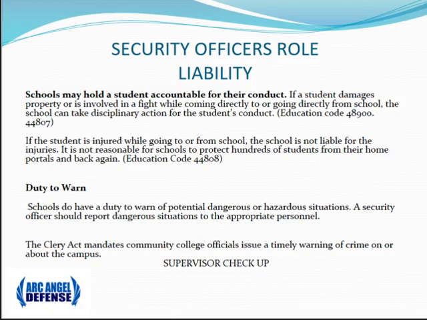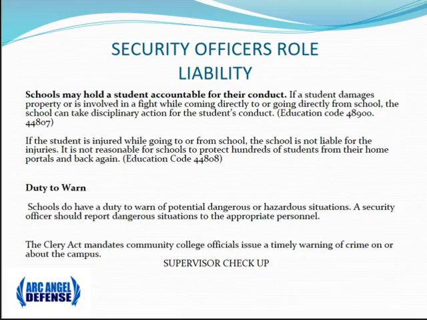Schools may hold a student accountable for their conduct. If a student damages property or is involved in a fight while coming directly to or going directly from school, the school can take disciplinary action for the student's conduct. If the student is injured while going to or from school, the school is not liable for the damages or injuries, and it is not reasonable for schools to protect hundreds of students from their homes and back again.